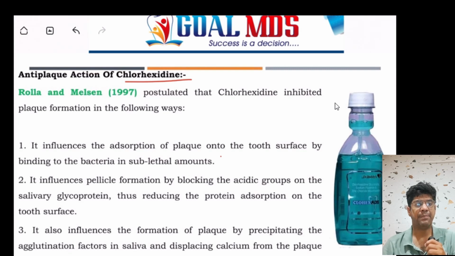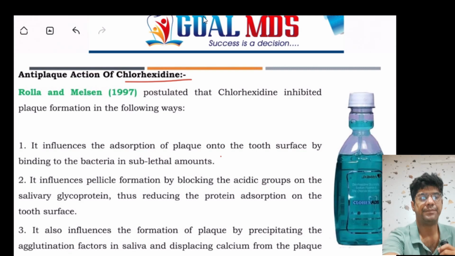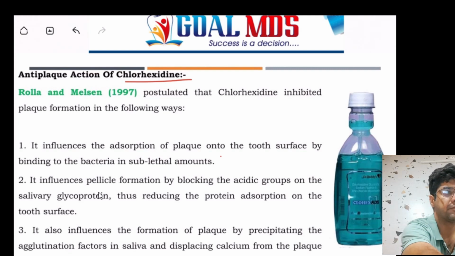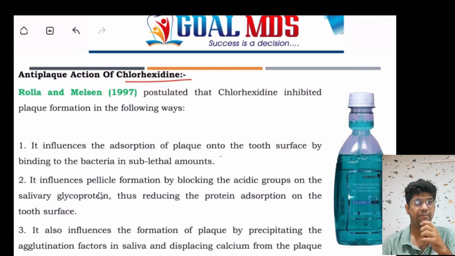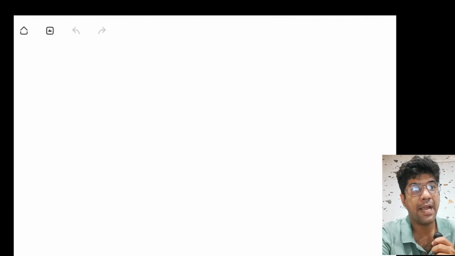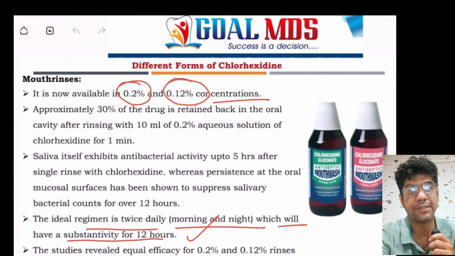The chlorhexidine has the ability to adhere to the oral tissue and tooth surface, providing a sustained release of antibacterial action over an extended period of time. Other is it reduces the inflammation. By reducing the bacterial load in the mouth, chlorhexidine can reduce the inflammation that is caused by the bacterial activity. It also influences the formation of plaque by precipitating the agglutination factors in the saliva and displacing calcium from the plaque matrix.